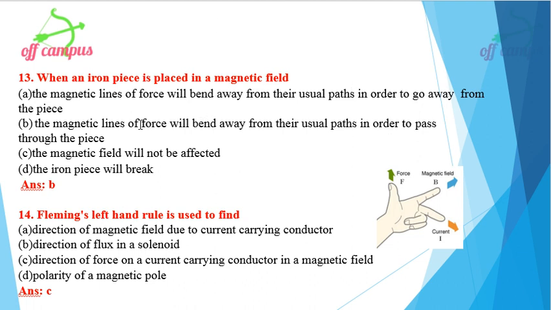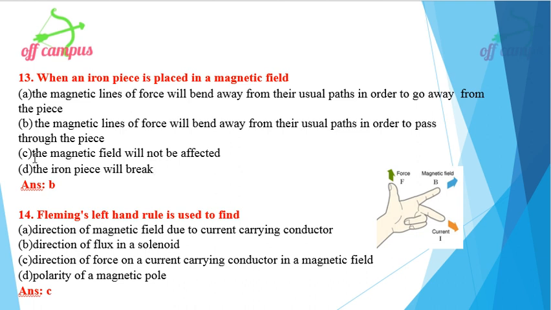What are the rest of the options? In option A, what is given? Magnetic lines of force will bend away from the usual in order to go away from the piece. No, it is not right. In order to pass through the piece, it will bend away. Whenever an iron piece is placed in a magnetic field, the magnetic lines of force will bend away from their usual paths in order to pass through the piece only, not to go away. It is to pass through the piece.